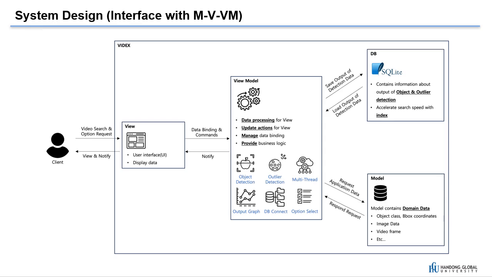The interface structure of VIDEX follows the C# WPF MVVM pattern. The view is responsible for the parts shown to the user, and the model includes domain data. In the view model, processes are carried out using the data of the model, and the result information of object detection and outlier detection is contained in the database.